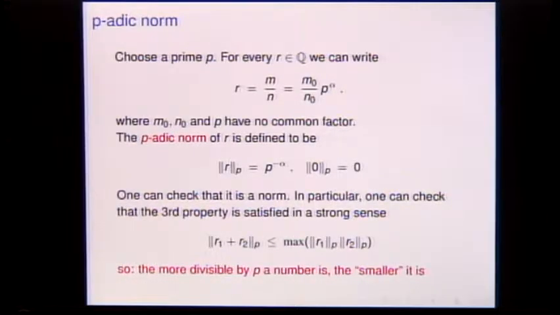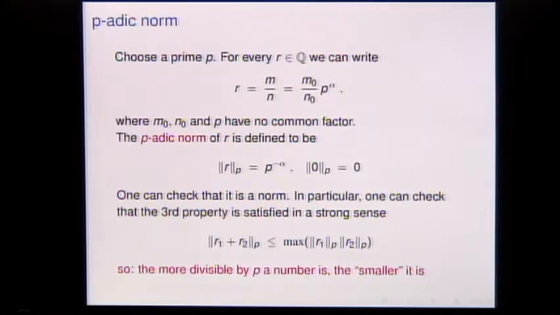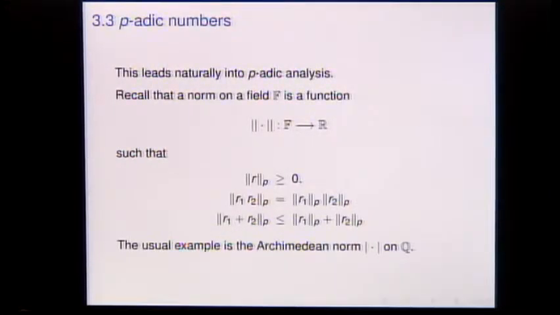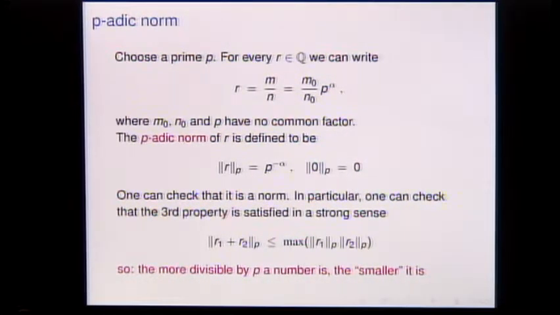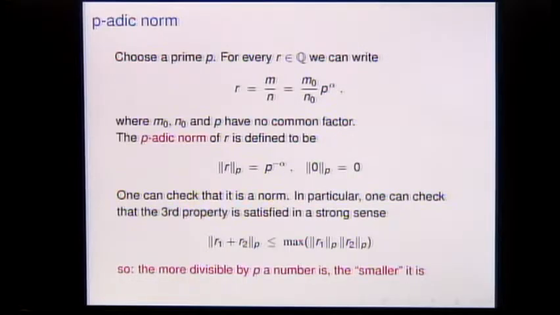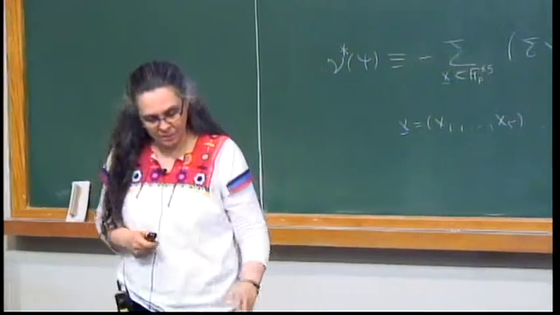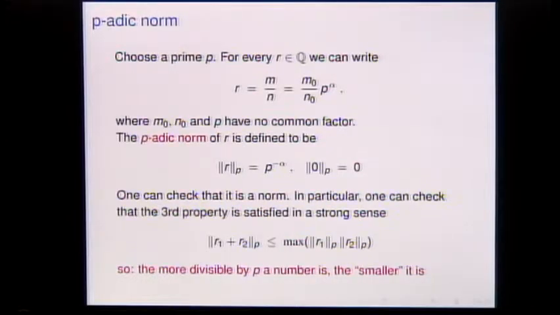And one can check that it is a norm, that it satisfies all these conditions. But it has an extra property. The third property that we had in the previous slide is actually satisfied in a stronger sense. If one is not used to this, there is an intuitive way to think about this norm: the more divisible by p a number is, the smaller it is in this norm. That's the intuitive notion one should have if you're not familiar with p-adic numbers.